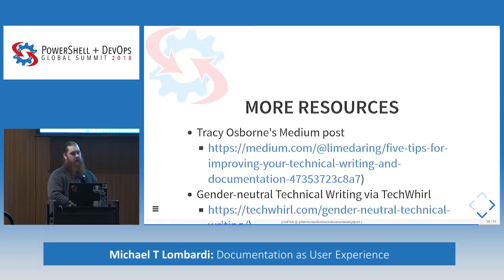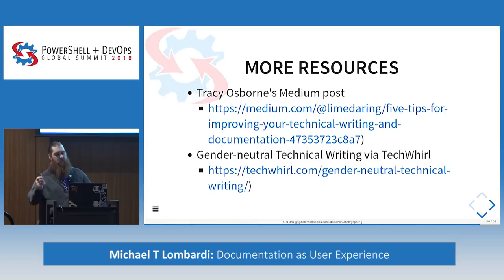I have more resources. Tracy Osborne wrote a Medium post on 5 tips for improving your technical writing and documentation. Human readable stuff that'll help you get to a point where you understand better some of the concerns around writing technical docs that I just couldn't cover here. Like something we didn't talk about, internationalization. That's hard. Gender neutral technical writing is another thing. So if you're concerned, like, well, I don't know how to change how I write, this will walk you through it. Just some really simple, quick pointers.